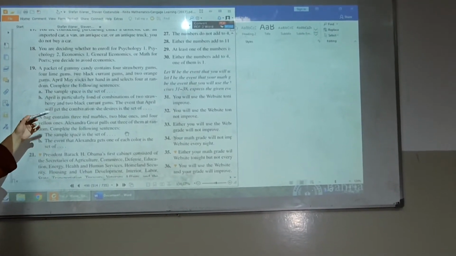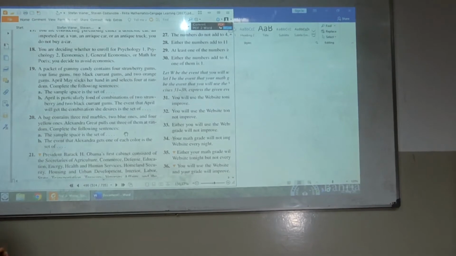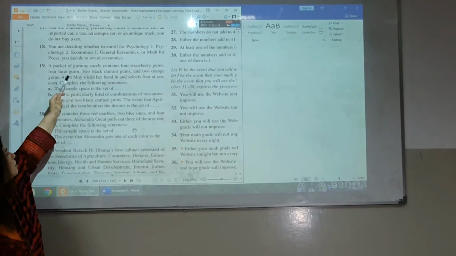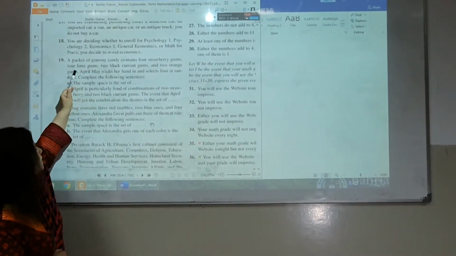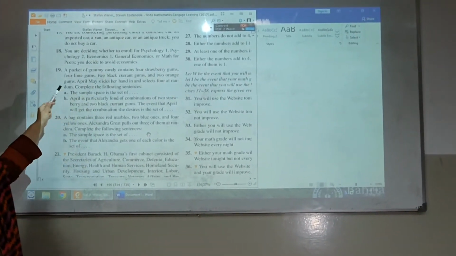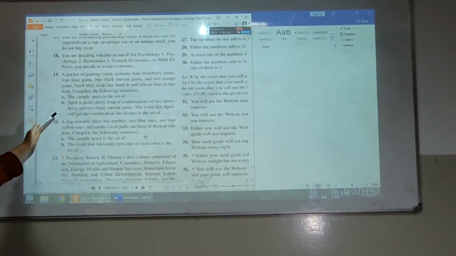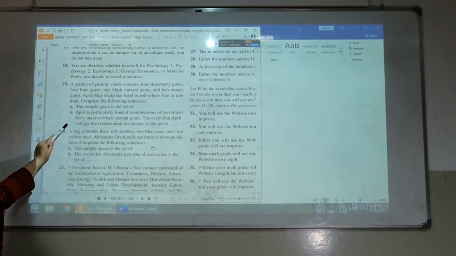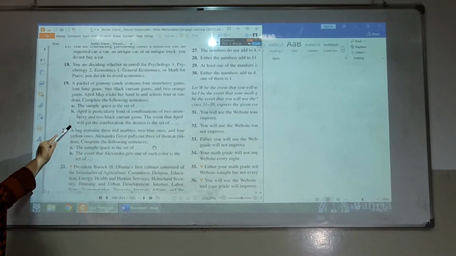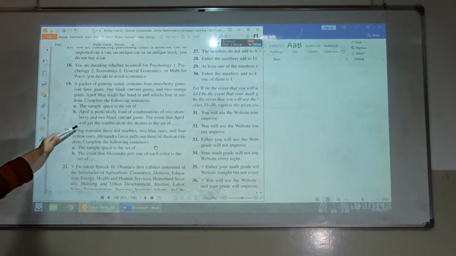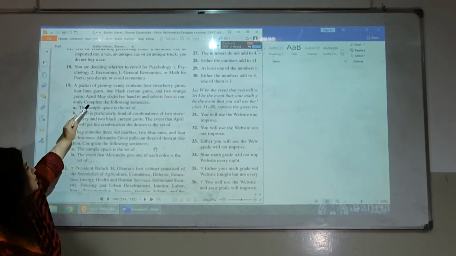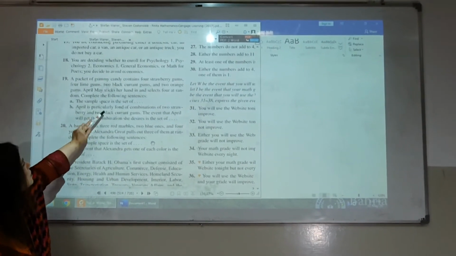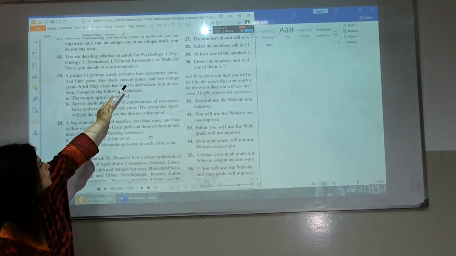The sample space is the set of all possibilities arising out of these sets of 4 strawberry gums, 4 lime gums, 2 black currant gums, and 2 orange gums. So all these possibilities is a sample space. Now, the next part says that for a combination of 2 strawberry and 2 black currant gums, when April will get the combination she desires, the set of all sets of 2 strawberries out of the 4 strawberry gums.